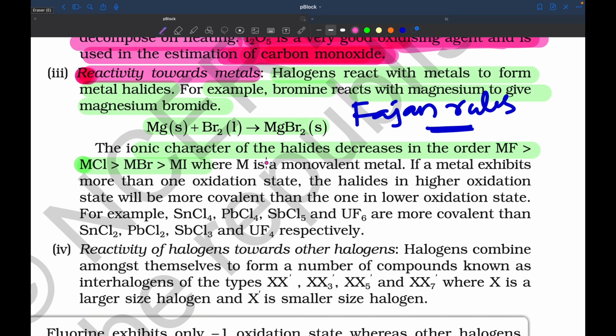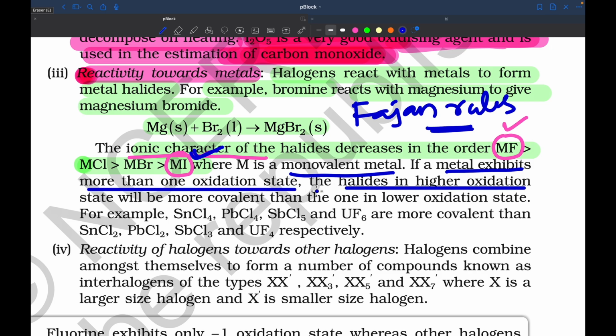The same we will try to read here. So here the ionic character of the metal halides: metal fluorides are more ionic, metal iodides are least ionic. Right, the same order. All fluorides are ionic in nature, all iodides are covalent in nature. So they have got covalent character. If a metal exhibits more than one oxidation state, the halides in higher oxidation state will be more covalent than the one in the lower oxidation state.